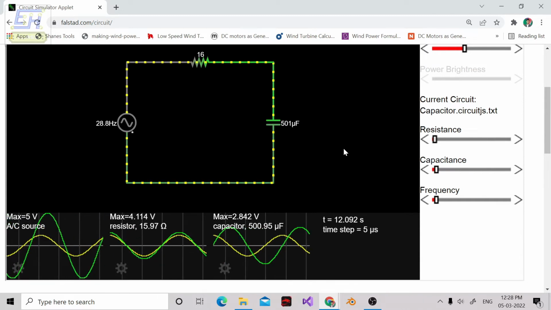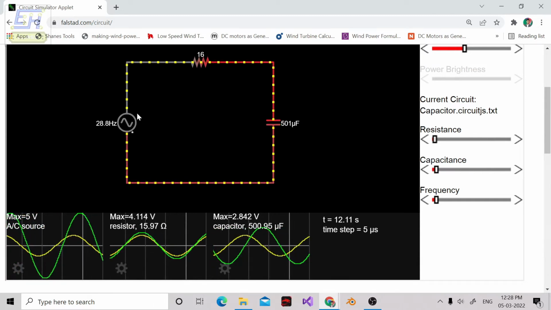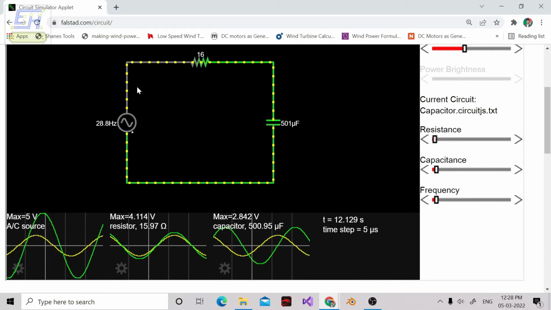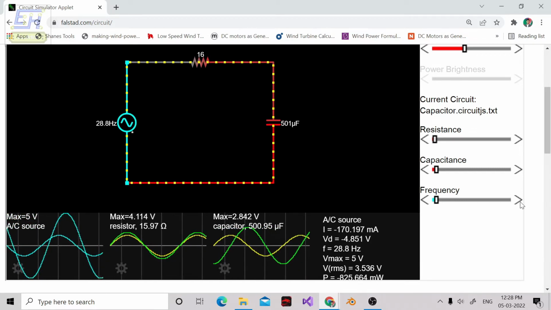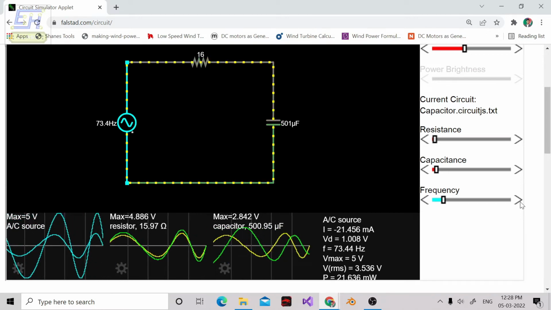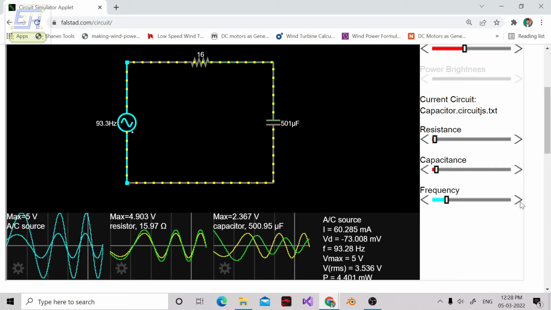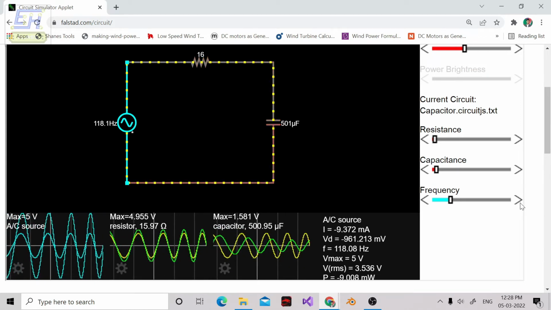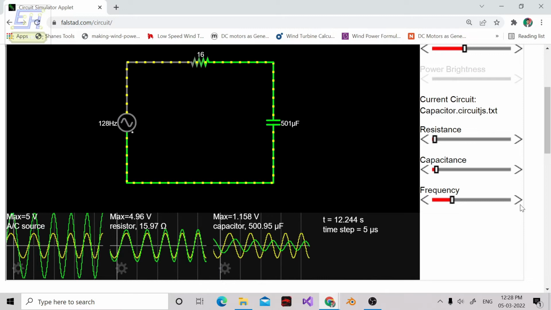And lastly, let's see the effect of frequency on the circuit. At this particular frequency of 28.8 hertz, you can see that this much current is flowing. Now what will happen when I increase this frequency? Slowly I'm increasing, and you will see that the current is also swinging back and forth fast, and that means that a higher current is flowing through the circuit. And why is this so?